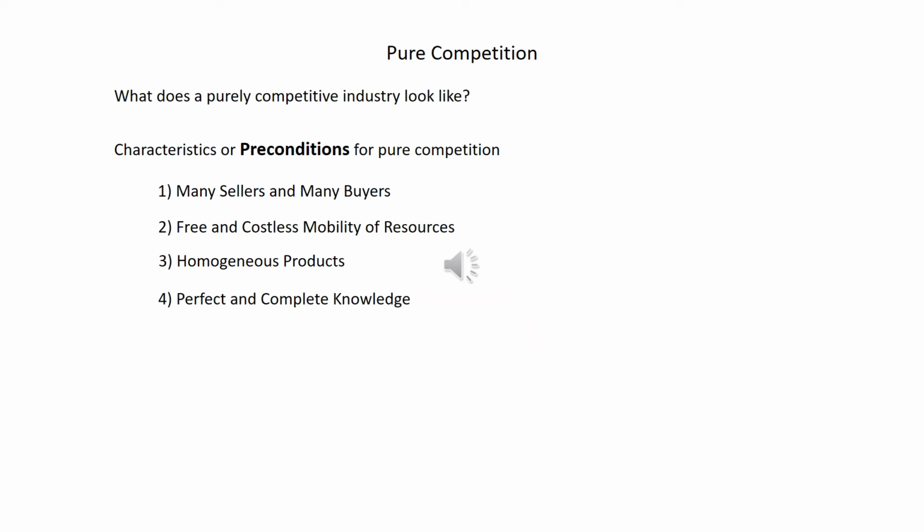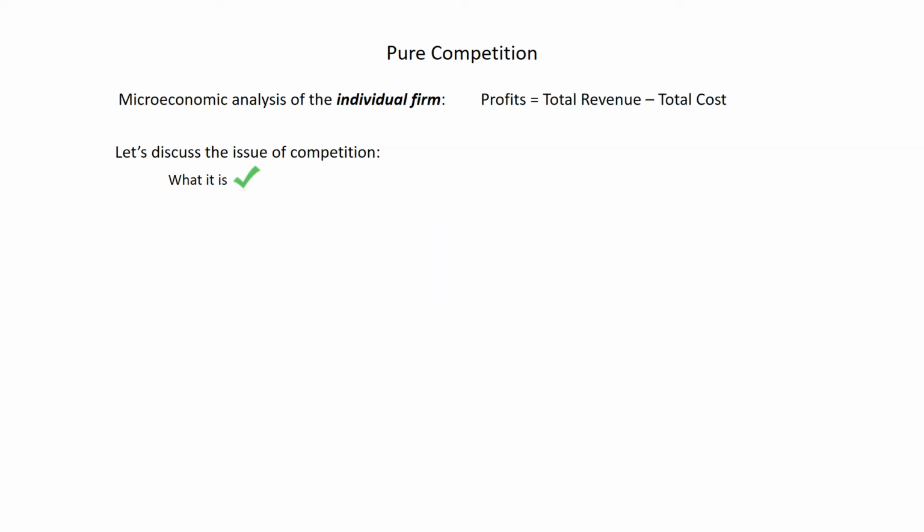So this is what a perfectly competitive market looks like. As you might guess, these requirements are very unrealistic, but they provide a hypothetical extreme so we can have a basis for assessing more realistic markets. We've answered this question. We now know what competition is. We now need to consider the varying degrees of competition.